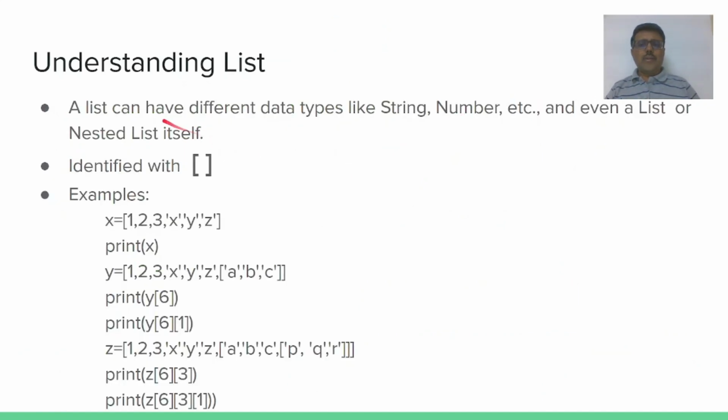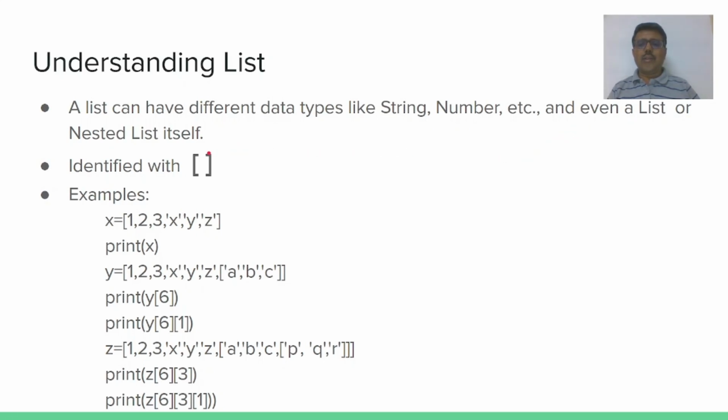Before that, let's understand some more about lists. A list can have different data types. You can have strings, like whatever I showed in the previous slide, and you can also have numbers, and even inside the list you can have a list. Nested lists are also possible. That means in a list you can have a string, a number, even a list or a nested list. That is very important for you.